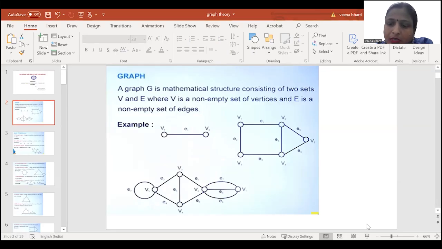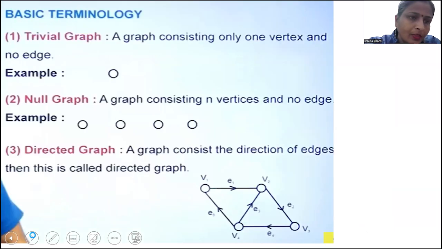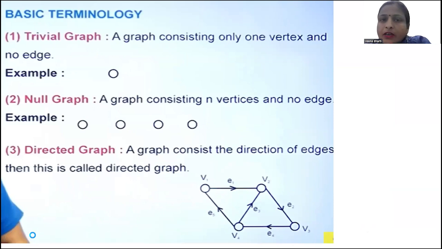In this case, the diagram shows V1 and V2 as two vertices and E1 as the edge joining the vertices. In this way, the graph is shown. The basic terminology for graph, the first one, is the trivial graph. A trivial graph is a graph that consists of only one vertex and no edge. This is the example shown here. The dot represents the vertex. So this is the trivial graph.